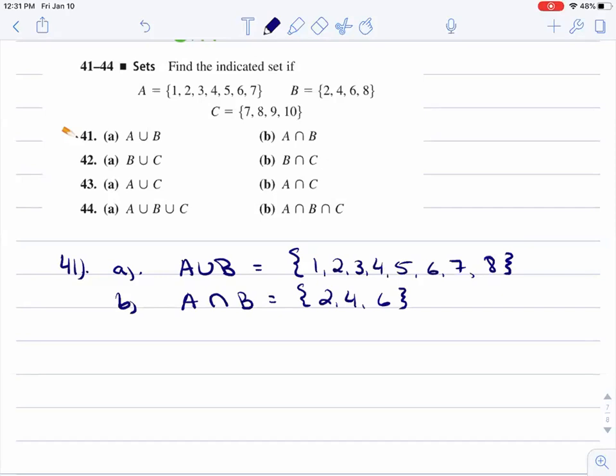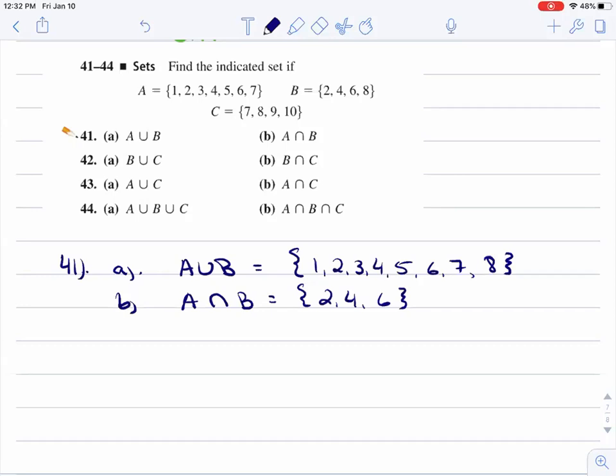I was trying to find an empty set. There is no empty set. If I got rid of one of the 7s in A or C, there would be, right? Because what would the empty set be? If there were no elements in common, right, then the intersection of those two would be the empty set.